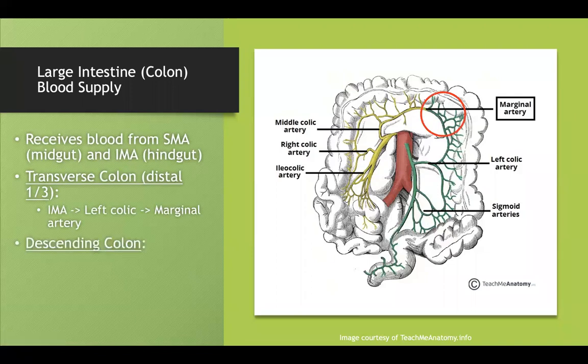The descending colon has a little easier route. It just goes straight from the IMA to the left colic artery. And the sigmoid colon also has a pretty straightforward route, going from the IMA to the sigmoid arteries.